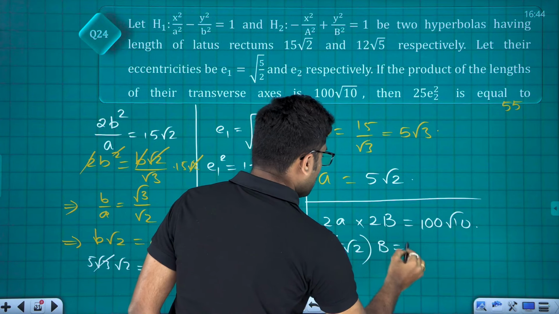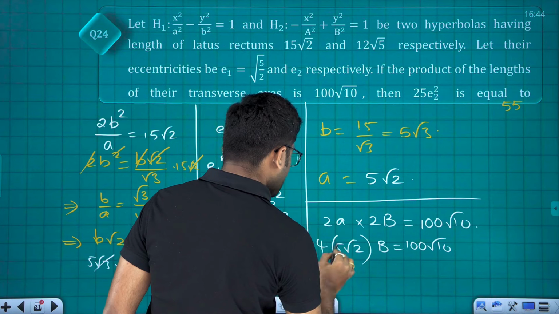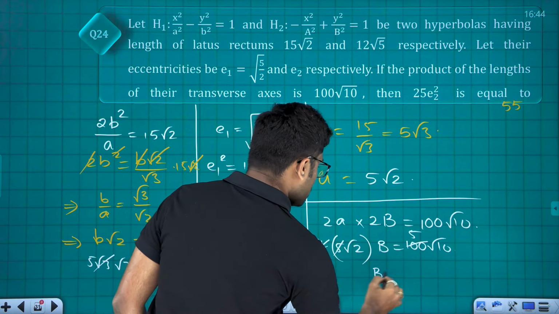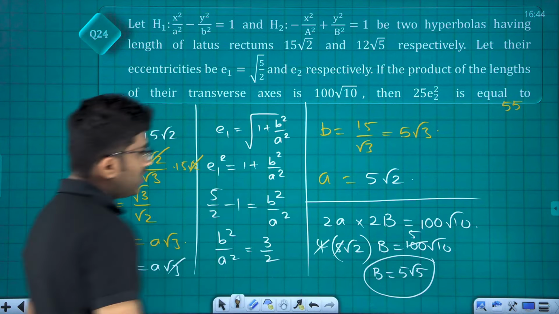B is equal to 100 times root 10. 4 5s are 20, so 25 is 100. Now B is clearly 5 root 5. Yes, B is equal to 5 root 5.